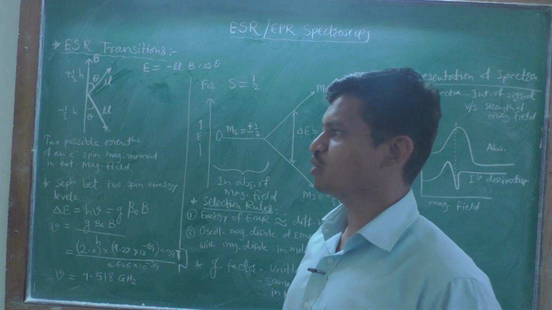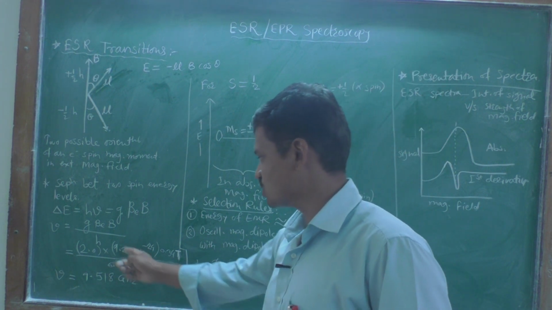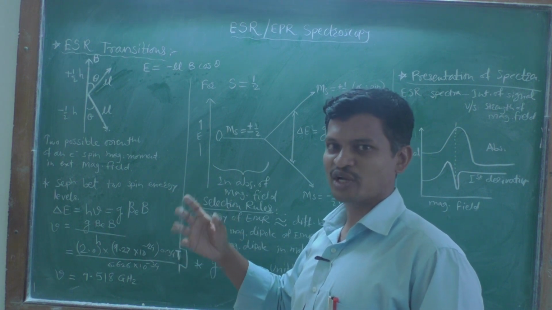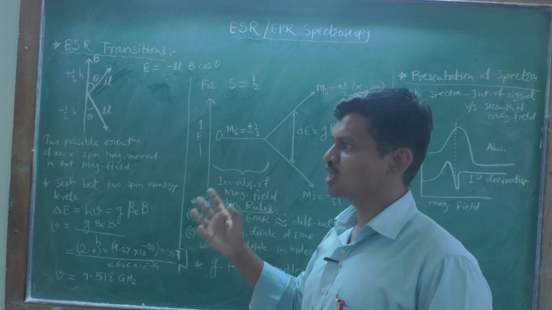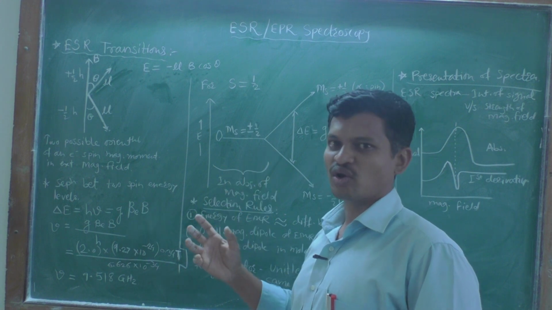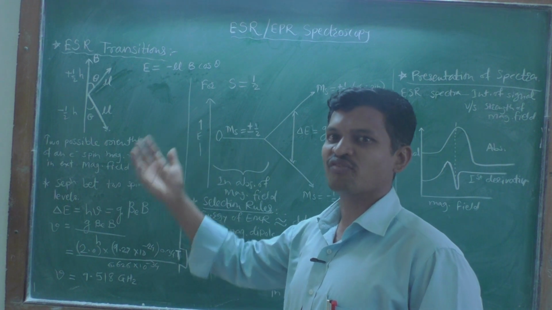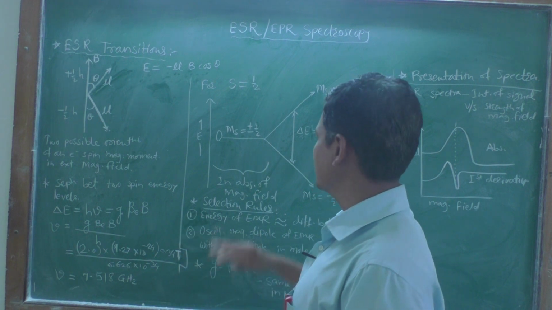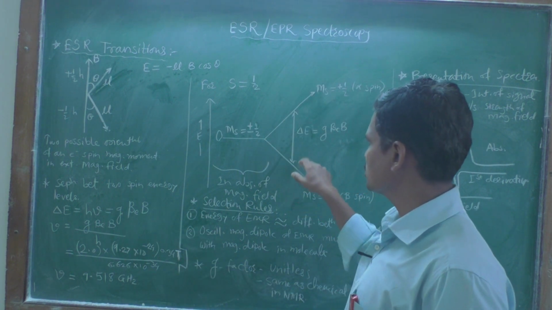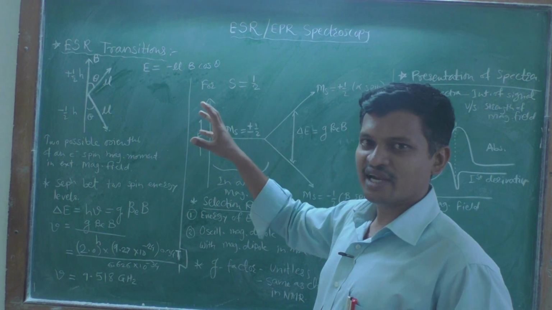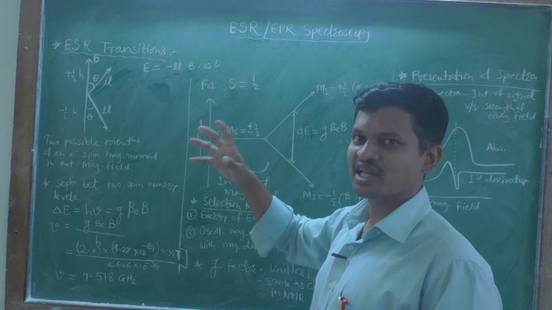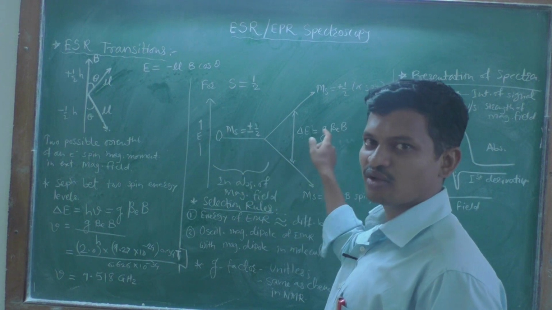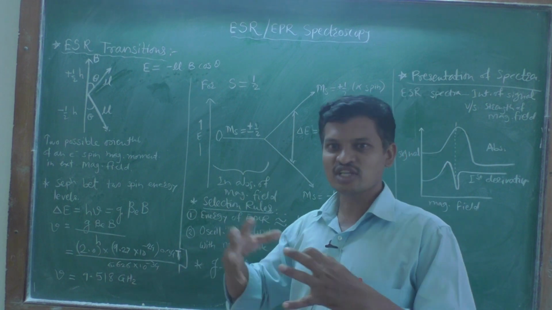When microwave radiation of a frequency in this range is irradiated as a source of electromagnetic radiation onto the unpaired electron kept in an externally applied magnetic field, the spin states split into two energy states. If the microwave radiation has energy equal to delta E is equal to g beta_e B, then resonance will happen.